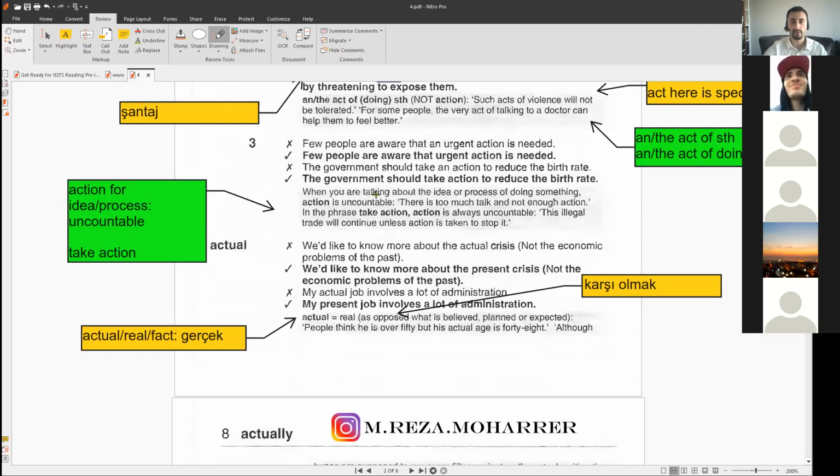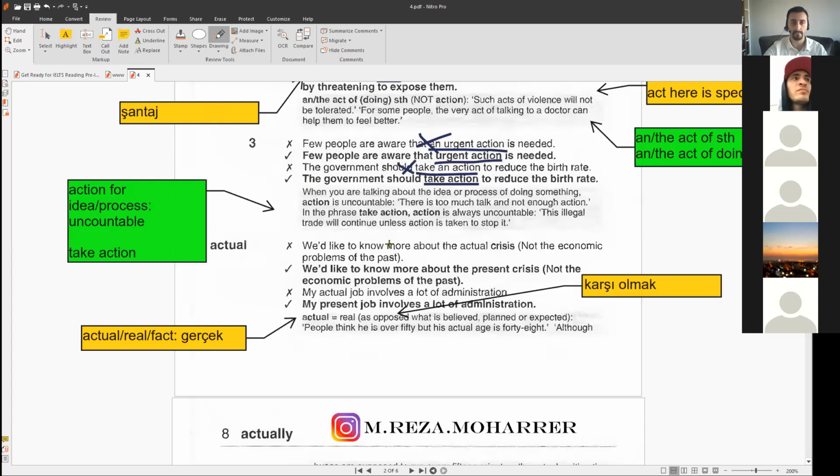Okay, what are the differences? As you see here, few people are aware that an urgent action, you see, an urgent action. An urgent is wrong here. Continue, Bouquet. The government should take an action to reduce the birth rate. The government should take action to reduce the birth rate. Right. So take action, take an action. Again, take an action is wrong.